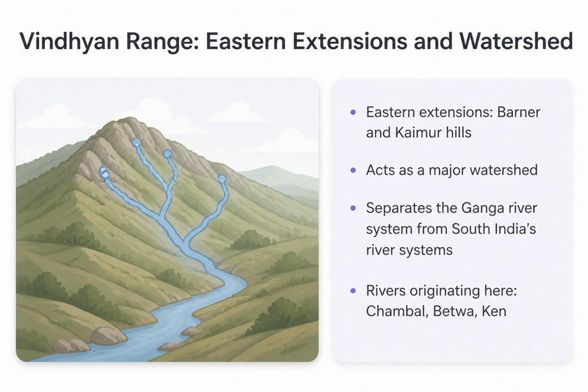One of the most critical geographical roles of the Vindhyas is acting as a major continental watershed. It forms a massive divide that separates the Ganga river system in the north from the river systems of South India. In fact, several important rivers, including the Chambal, Betwa, and Ken, originate within just 30 kilometers of the Narmada River, flowing northwards from the Vindhyan slopes.